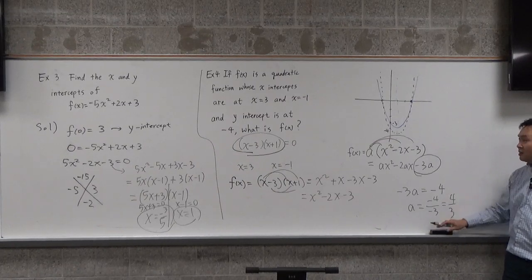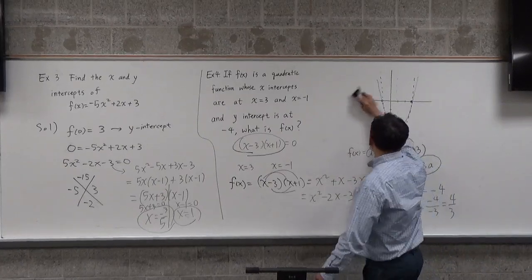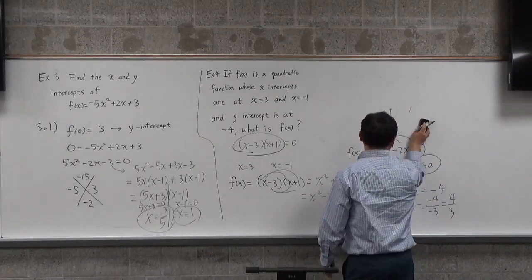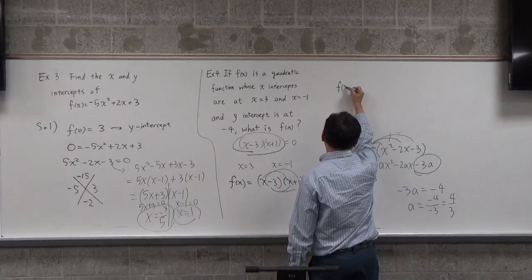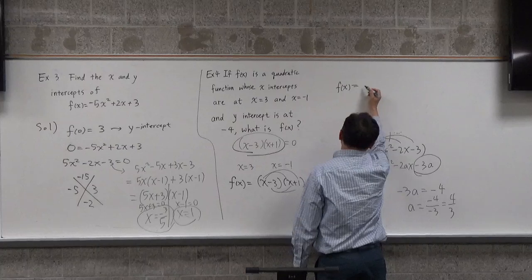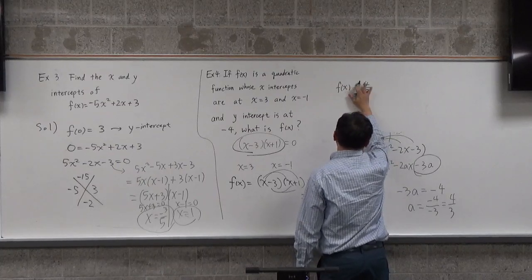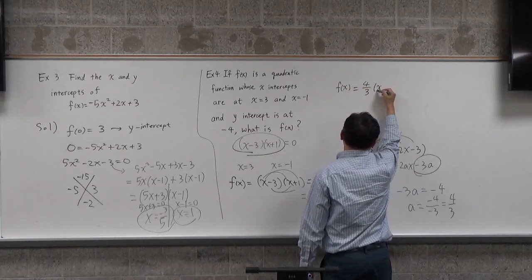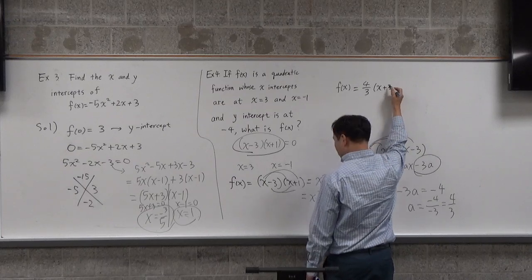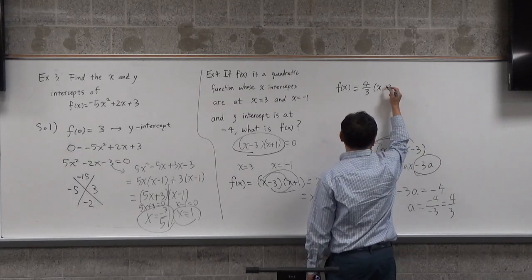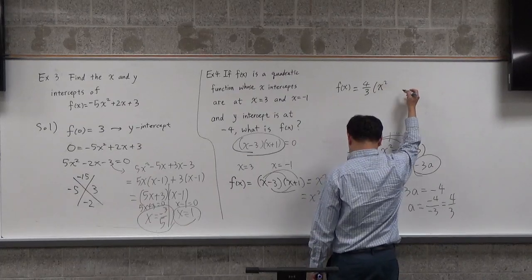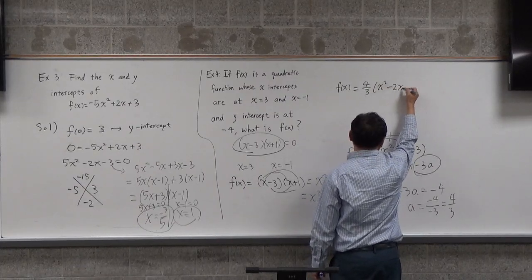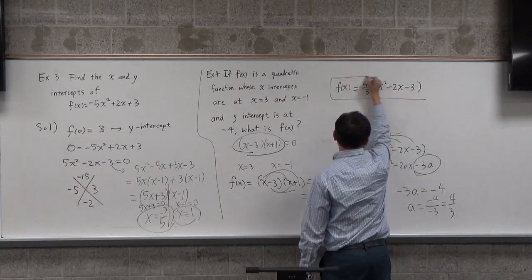And because that's 4/3, now you end up saying that the answer is f of x equals 4/3 times x squared minus 2x minus 3. So that's the answer.